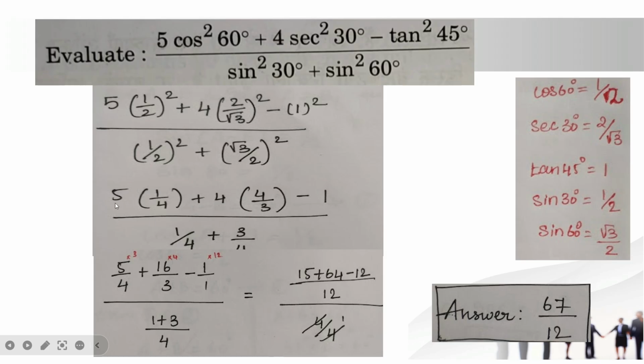After writing it, you just multiply this. 5 into 1 is 5. 5 by 4, this will be. So the next, 4 into 4 is 16.